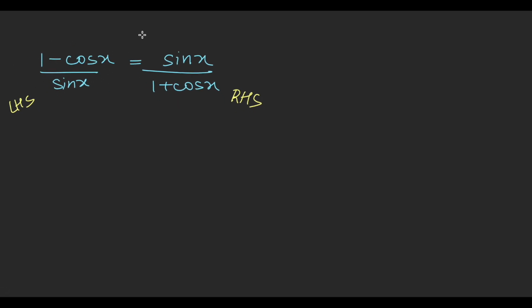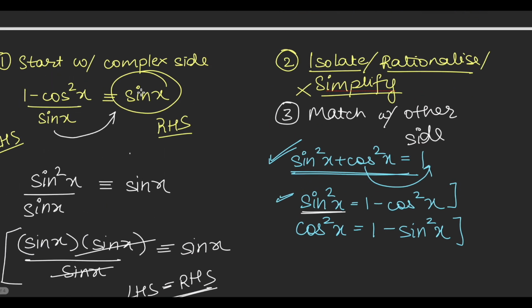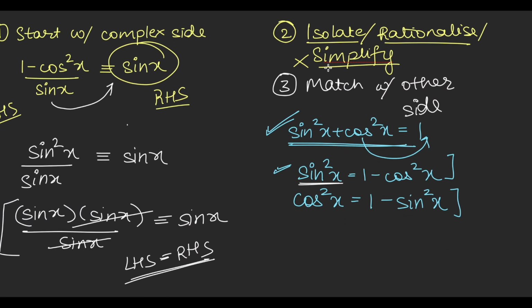I can't cancel out anything because note that this is not a cosec square. A lot of kids make this mistake in their exam. They write sin x plus cos x is equal to 1. This is completely wrong. Only sin²x plus cos²x is equal to 1. So this is not equal to sin x. You cannot write it like that. Now, we know that we can't isolate, we can't simplify, so the only thing we can do is rationalize.